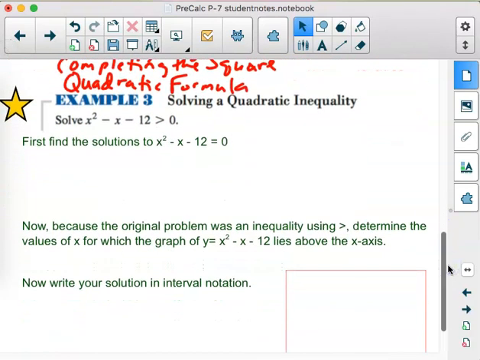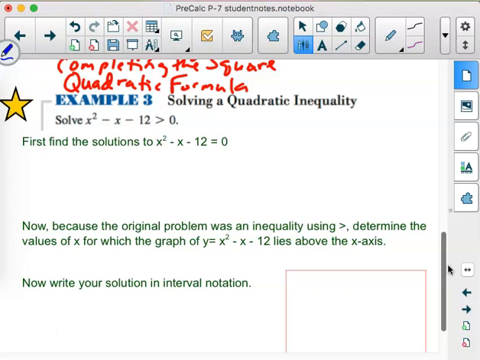Down here, we are solving a quadratic inequality. Solve x squared minus x minus 12 is greater than 0. Okay, so we need to find the spots where this is going to hit that 0. And that one appears to be factorable.